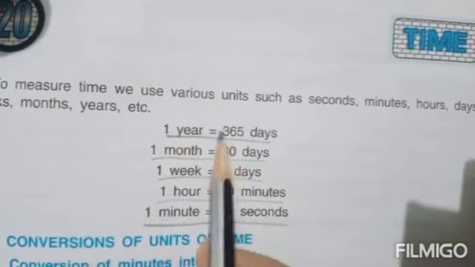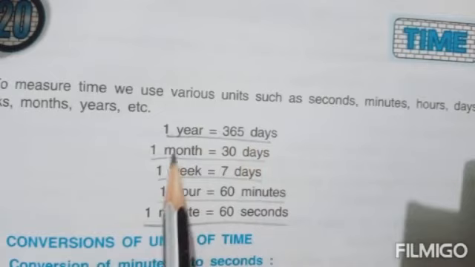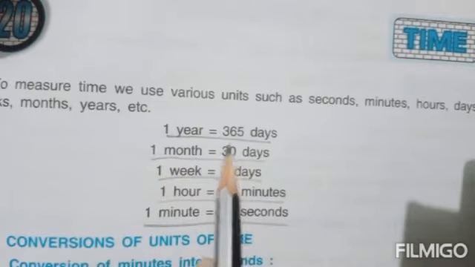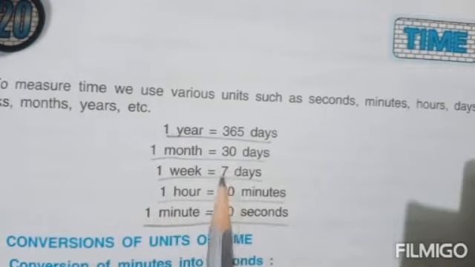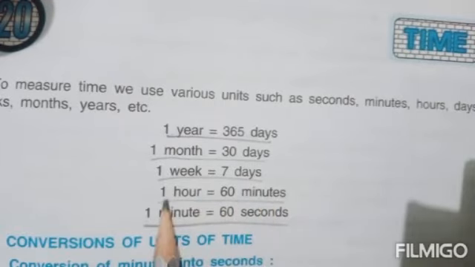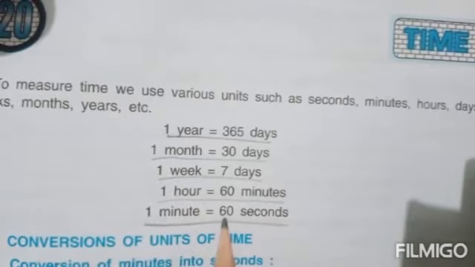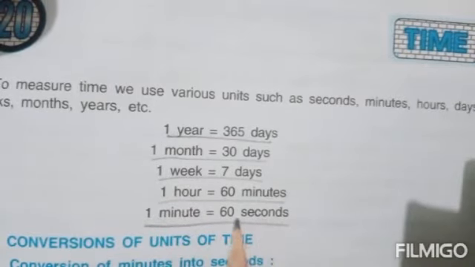In 1 year there are 365 days. In 1 month there are 30 days. In 1 week there are 7 days. In 1 hour 60 minutes are there. Okay, 60 minutes will make 1 hour. Now in 1 minute 60 seconds are there, or 60 seconds will make 1 minute.